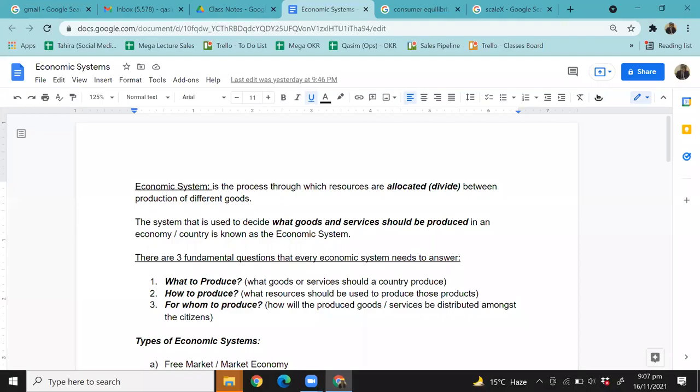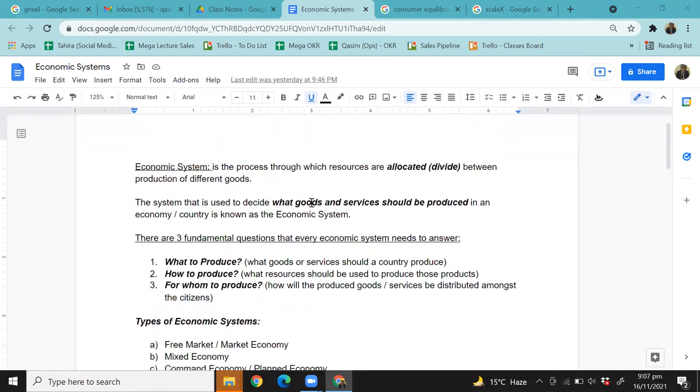Goods and services will be what goods and services will be produced in an economy. Think about this. An economy is a big thing like a country, right? And obviously you need to decide what goods to prioritize, what is the need of the hour, and so on and so forth. So that is what the economic system is about.